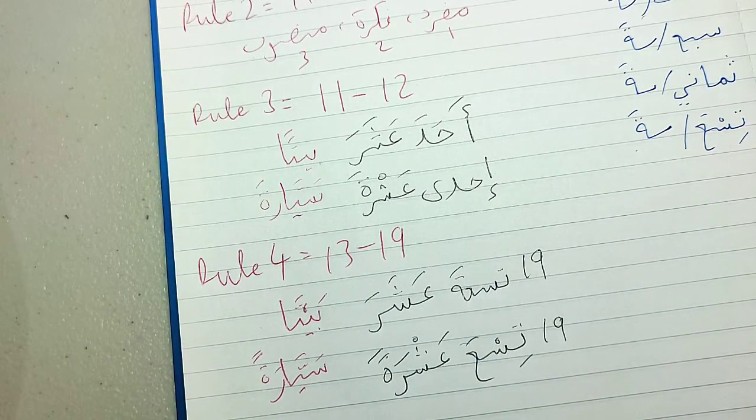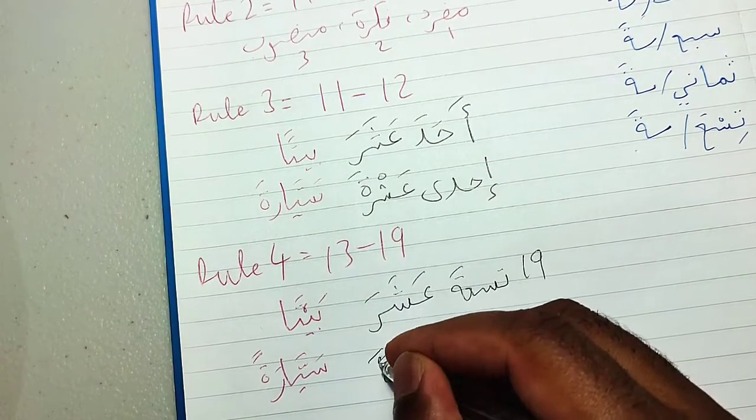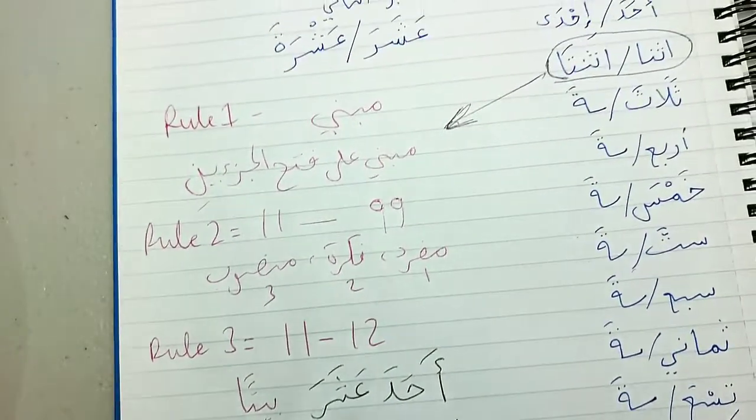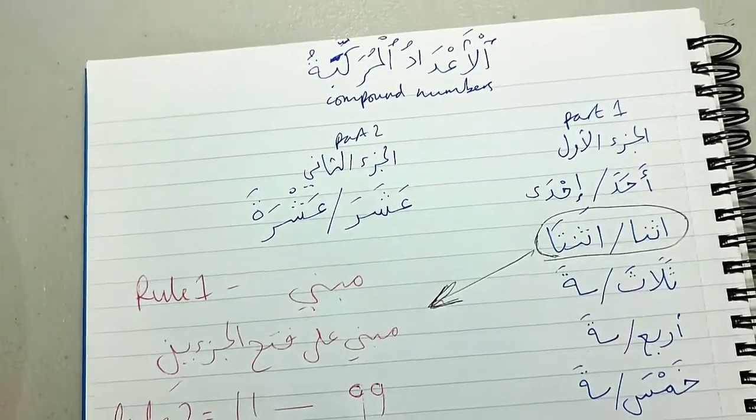Tis'ata ashara baytan, 19 houses. Cars, tis'a without ta marbuta: tis'a ashrata sayyaratan, 19 cars. Okay. So this is one of the concepts that's going to be introduced in this lesson, counting from 11 to 19.